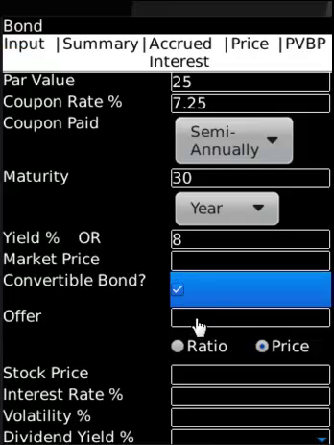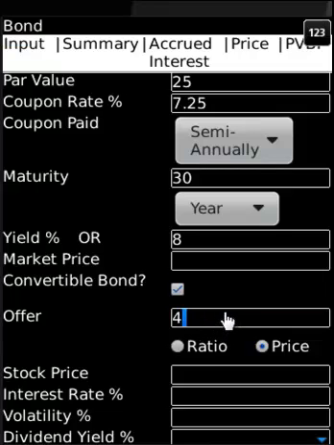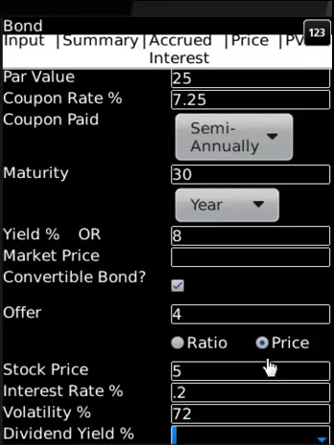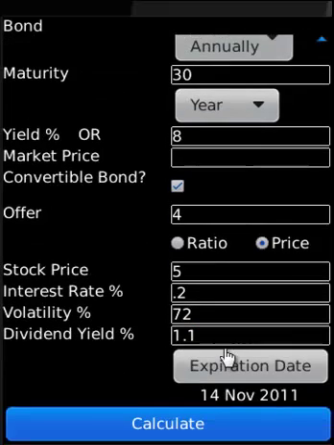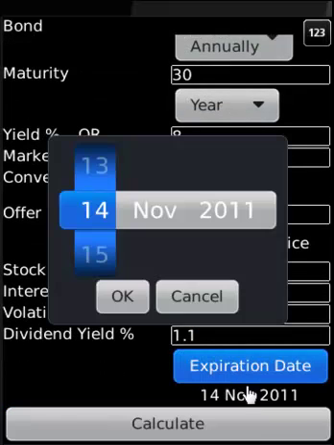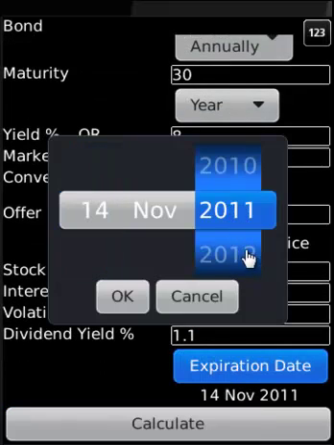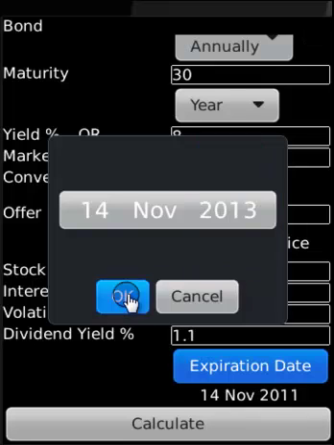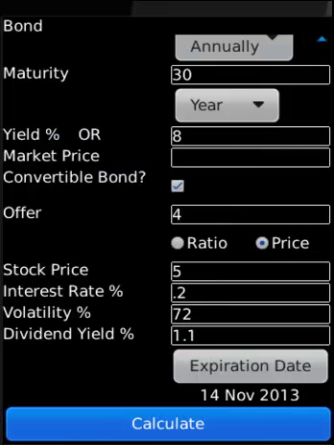So in this case we say it's a convertible bond. Offer is 4. What we are is we offer a price. Current stock price is 5. Current interest rate is 0.2. Volatility is 72%, and yield is 1.1, and offer expires 2 years from now. So now let us calculate.